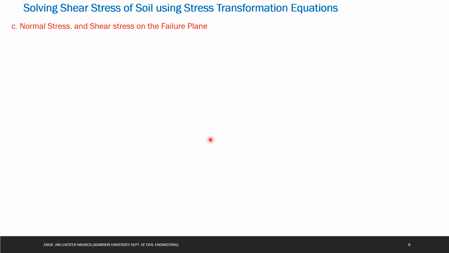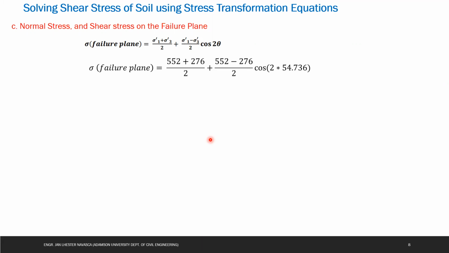The problem is the normal and shear stress on the failure plane. Using that equation, your sigma at the failure plane equals this one. Substituting our values, we have 552 plus 276 divided by 2, plus 552 minus 276 divided by 2 multiplied by cosine 2 times 54.736. You get the normal stress on the failure plane to be 367.998 kPa.